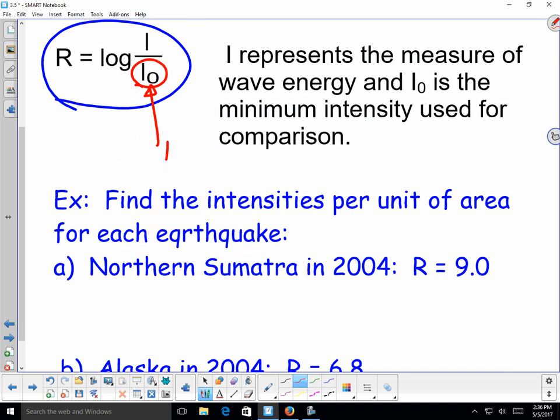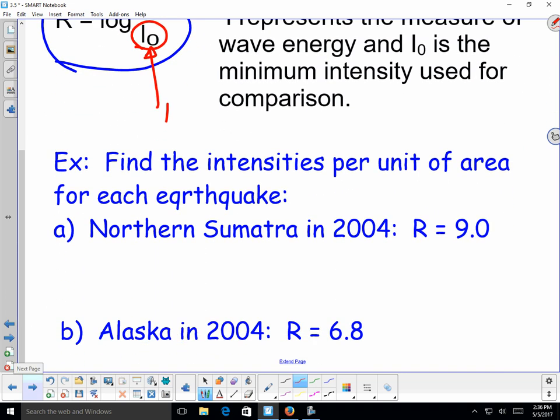So let's see, is this one of the questions on your gift? No, it's a different one.